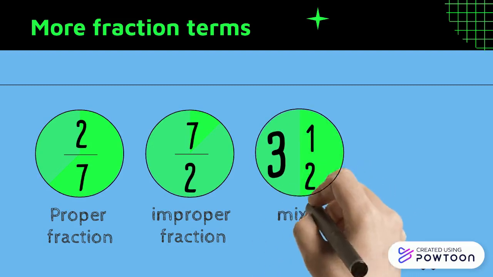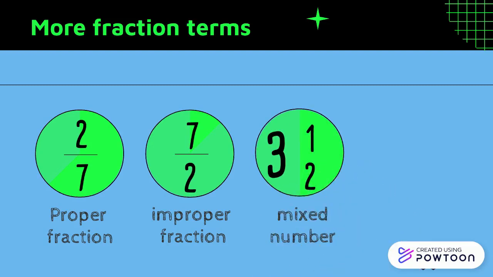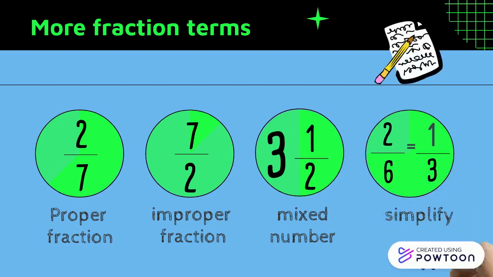The mixed number has a whole number and a proper fraction together. Okay? And then the last one is simplify. When you are simplifying a fraction, you are getting it just in its smallest form. 2 over 6 simplifies down to 1/3. They both have a 2 in common that you take out of each fraction.